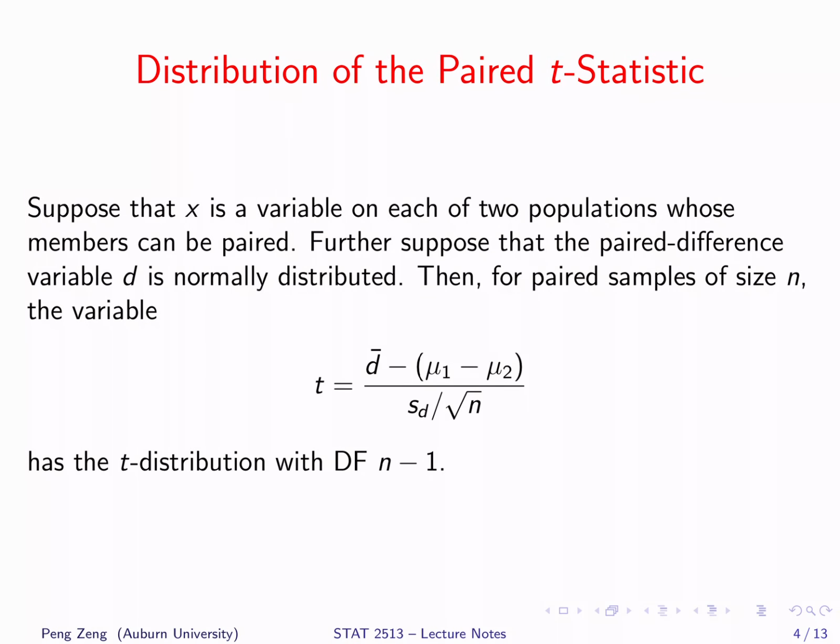Here, D is the difference for each pair. We can calculate the mean of the differences, which is D bar. We can also calculate the standard deviation of the differences, which is SD. The sample size n is the number of pairs. This t-value is exactly the t-value for the one mean t-test when the data are the differences within pairs. Here, we need to assume D is normally distributed. The number of degrees of freedom is n minus 1.